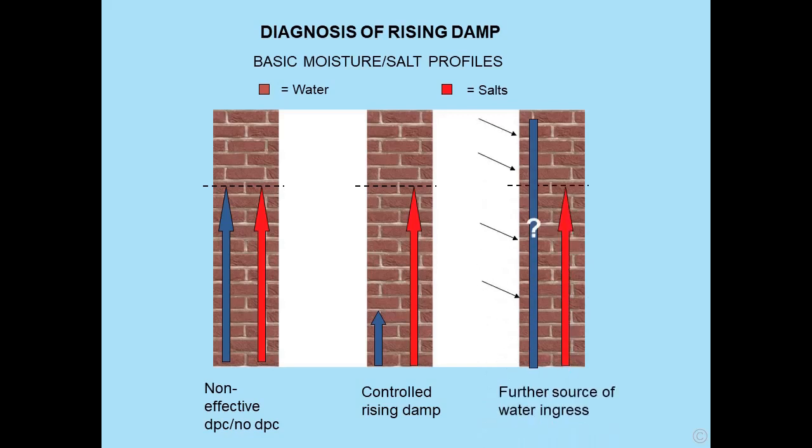Finally, the third one is we can see that we had rising damp as indicated by the presence and distribution of salts. However, there is water going much higher than the level of salts. This simply indicates a further source of water ingress, in which case you cannot tell how any damp-proof course, if installed, is performing, because one doesn't know how much water at the lower levels of the wall is due to continued rising damp or water penetration.